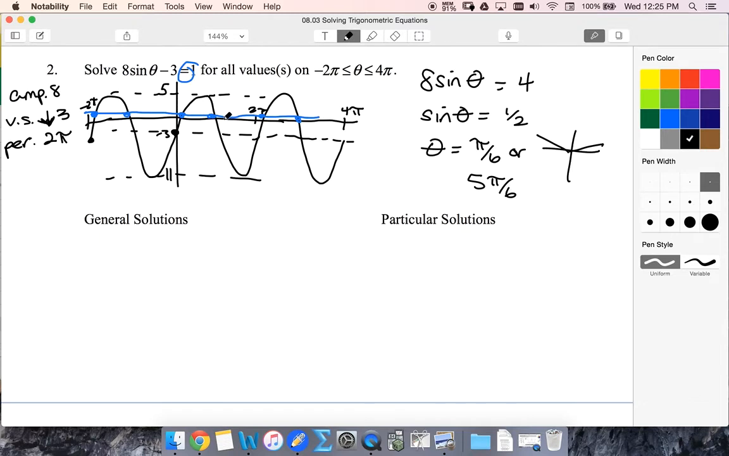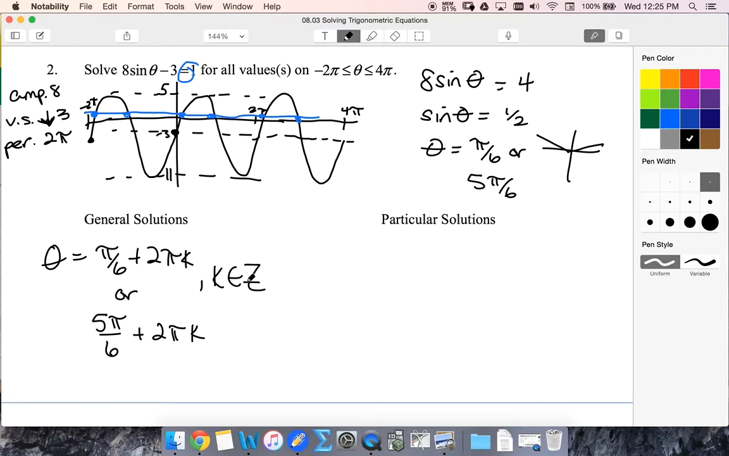That's these first two here. Well, the general solution is that theta is going to be pi over 6 plus 2 pi k, or 5 pi over 6 plus 2 pi k. And again, k is an integer. So I just start letting k be values other than 0. When I use 0, I get the pi over 6 and 5 pi over 6. So those are my first two.